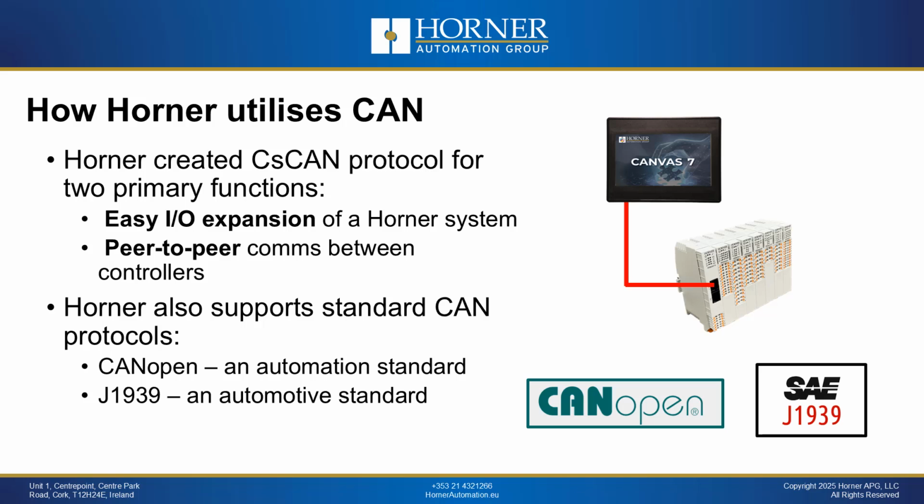Now, in addition to I/O expansion and peer-to-peer communications, Horner also supports some standardized CAN protocols, including CAN Open and J1939. CAN Open is an automation standard very popular for things like servo controllers. J1939 is an automotive standard, and we have plenty of customers that are using Horner controllers in either their factory to test their mobile devices or even on mobile devices themselves.